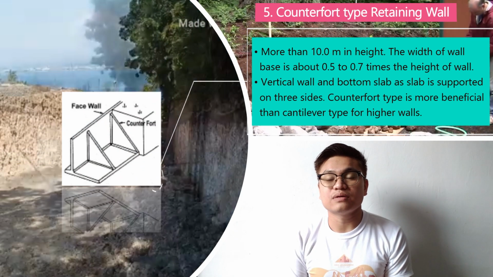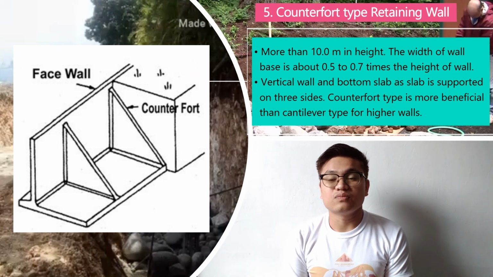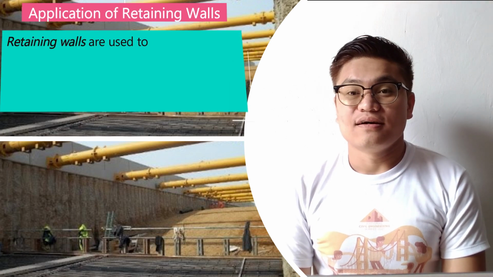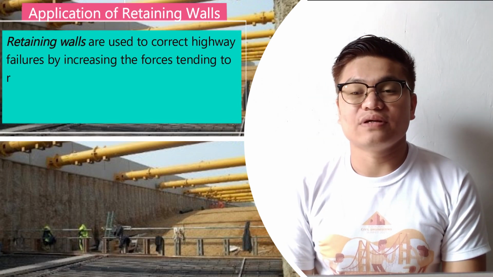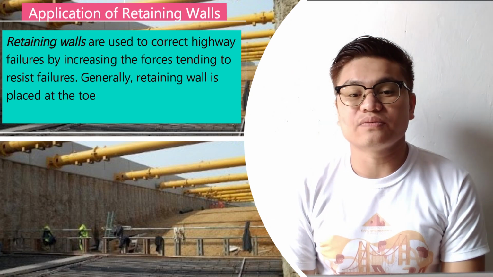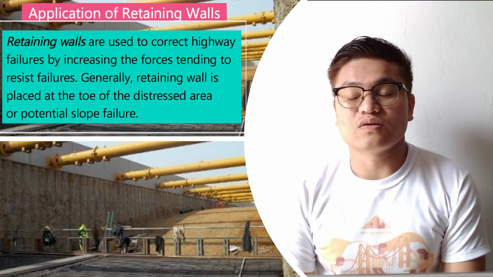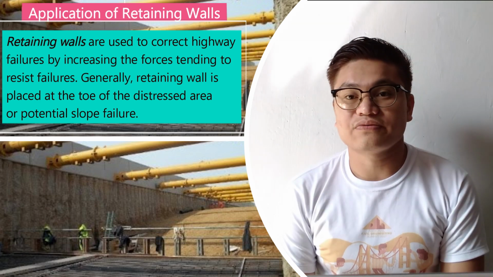Look at the screen: counterfort type retaining wall. The applications of retaining walls. Retaining walls are used to correct highway failures by increasing the forces tending to resist failures. Generally, retaining walls are placed at the top of the distressed area or potential slope failure.